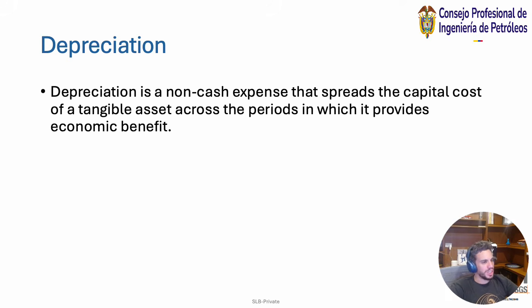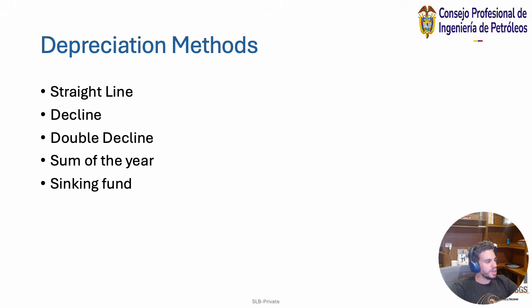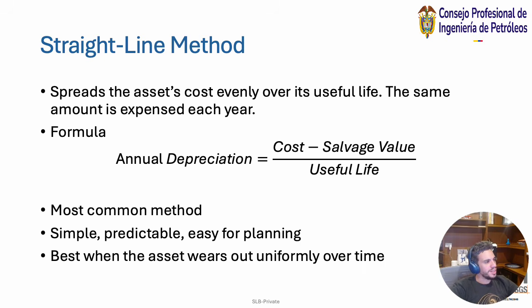You can calculate depreciation in multiple different ways, and we'll talk about the methods commonly used for petroleum projects. There's the straight line method, the declining balance method, double declining, sum of the years, and the sinking fund. The straight line method spreads the asset's cost evenly over its useful life. The same amount is expensed each year, and the formula is just the annual depreciation equals the cost minus salvage value, divided by the useful life time period, right?